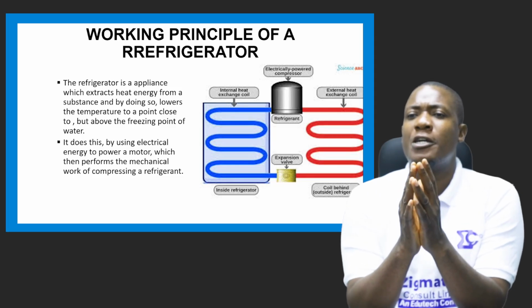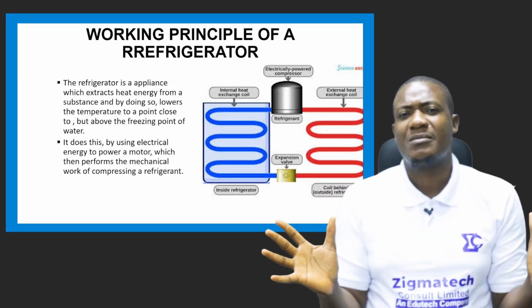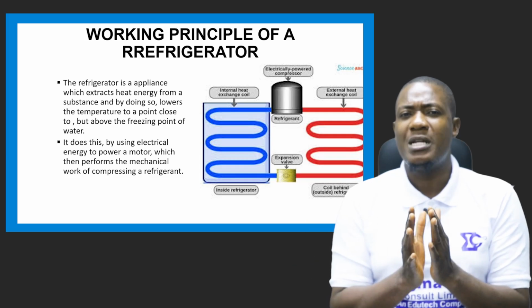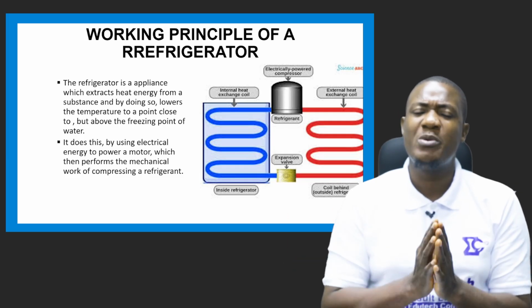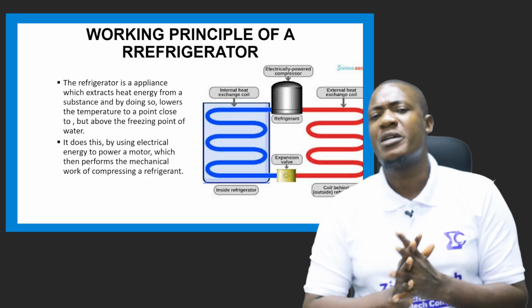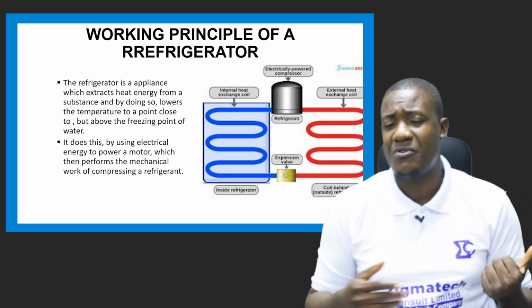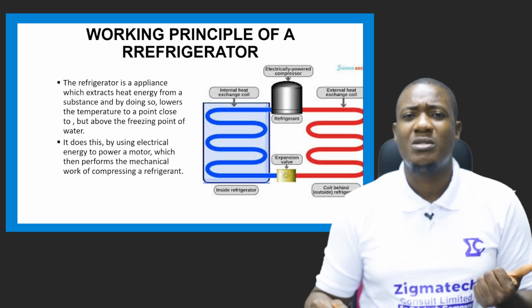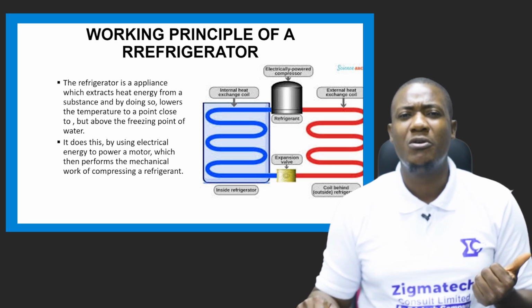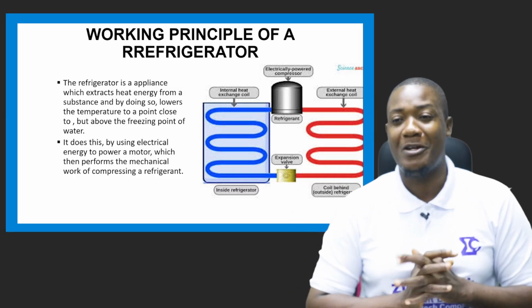Now, the moment it enters the expansion valve, the refrigerants will expand. When the liquid expands, it simply means that the volume increases. When the volume increases, the pressure is reduced in the expansion valve because pressure is inversely proportional to volume. That's another topic for another day.